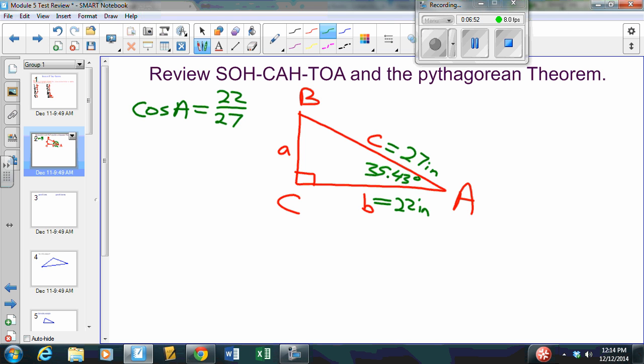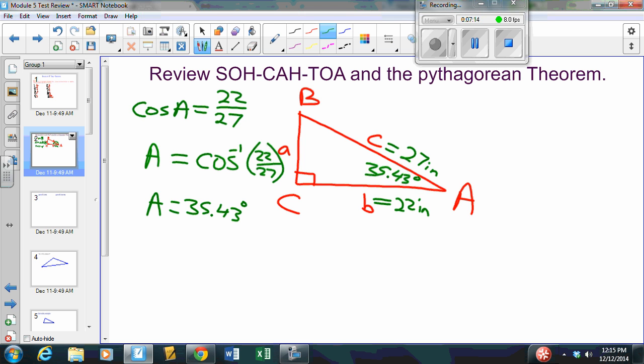Well, remember to solve this, to get A by itself, you have to take the what of each side? The cosine inverse, yeah? So if I take the cosine inverse of the left side, it cancels out the cosine, you just get A. But I take the cosine inverse of 22 over 27. So, and you came up with 35.43, is that right?